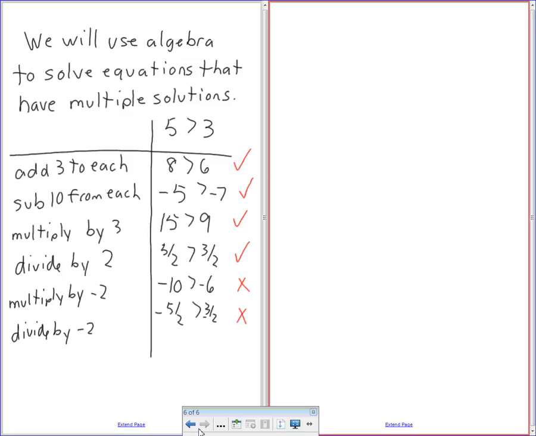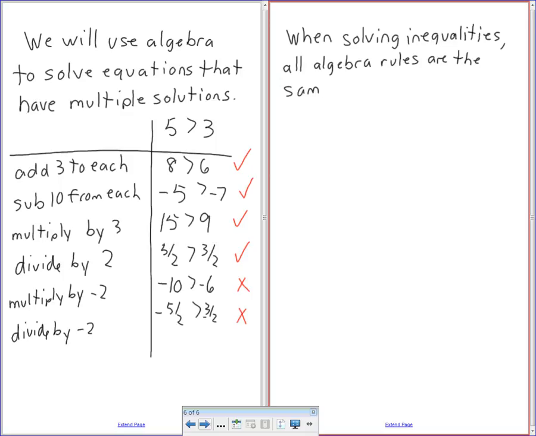Because if you can't multiply and divide by a negative, how can you do algebra? Well, we're going to cheat. That's what we're going to do. We're going to say that when solving inequalities, all algebra rules are the same, except you must flip the inequality sign when you multiply or divide by a negative.